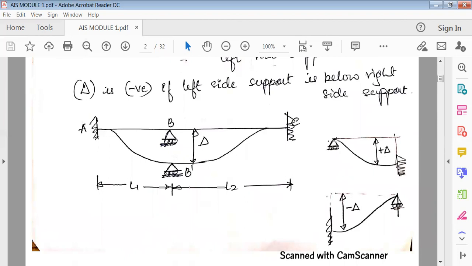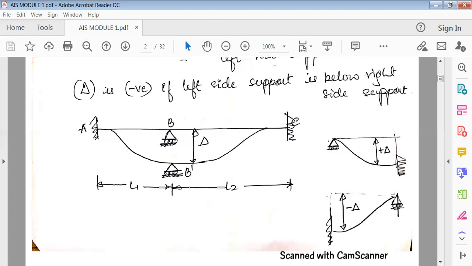Similarly, now consider the BC span. Here B is already sinking, so we are more specifically talking about B dash and C, only this portion. Again, this is the left support and this is the right support. Left and right support will be the same throughout. This delta, this support sinking, will be taken as negative if the left support is below the right support. Considering only the span B dash C, B is sinking, that means the left support is sinking and the right support is above. Left is below, right is above.